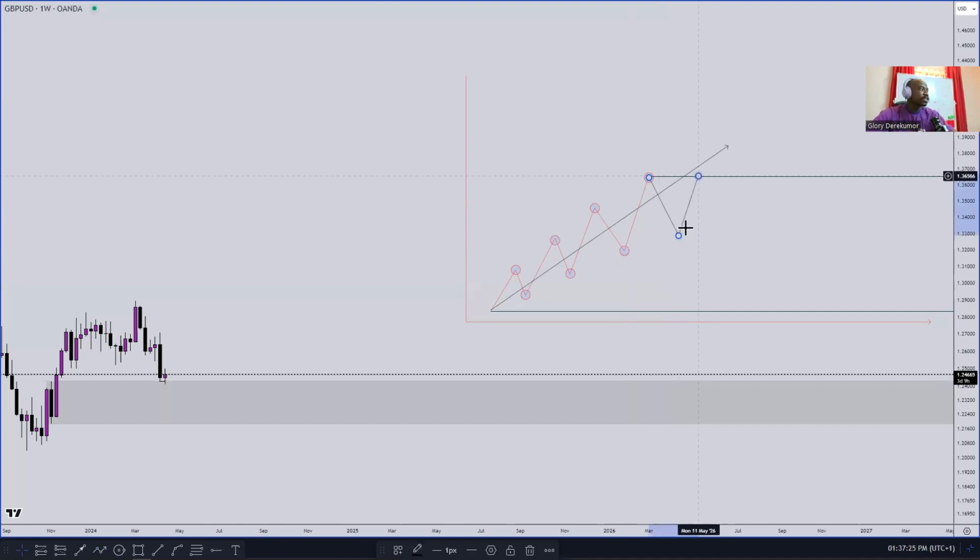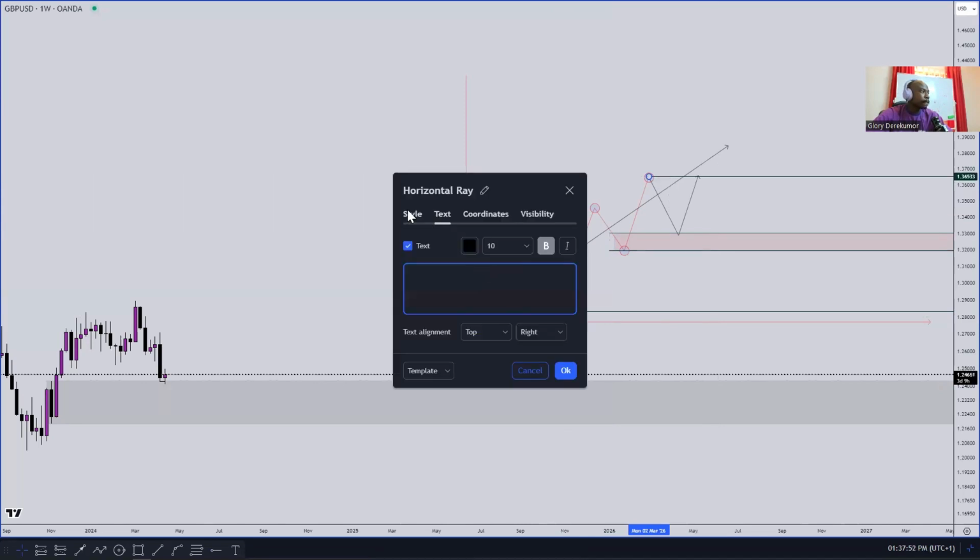Now, if you're going to be taking your buy position from here, somewhere around here, this is where you're willing to trade this market, meaning that whenever the market pulls back down, your buy position is going to be somewhere around here. Your stop loss is going to be somewhere around here or below this level here. And then your take profit is going to be this level around here.